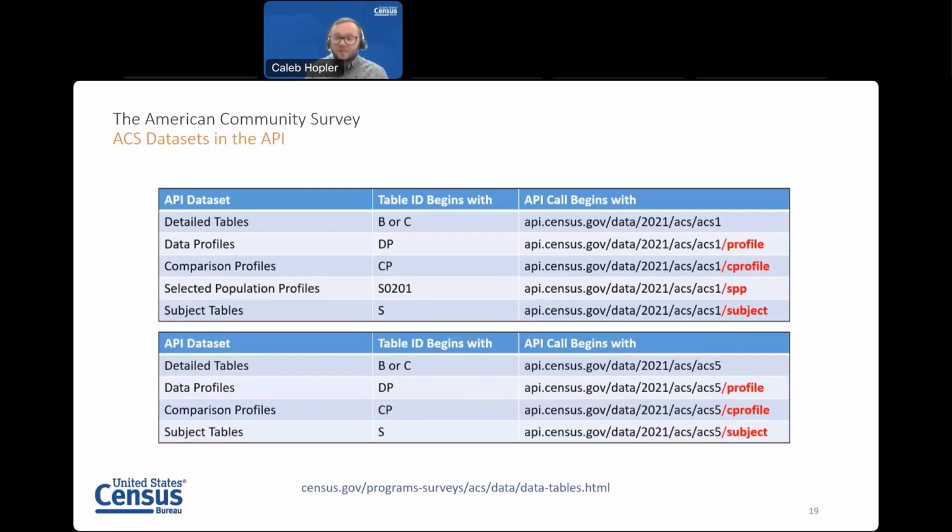So for instance, if you have an API call with a few variables under the group B27001 here, which would be a detailed tables data set, and then you want to build a new API call for other variables within group DP05, which would be under the data profiles data set, you wouldn't just update the variable component and the table ID component of the API call, but you'd also update the dataset component from ACS1 to ACS1/profile. But don't worry, we're going to go over this soon with visual aids.